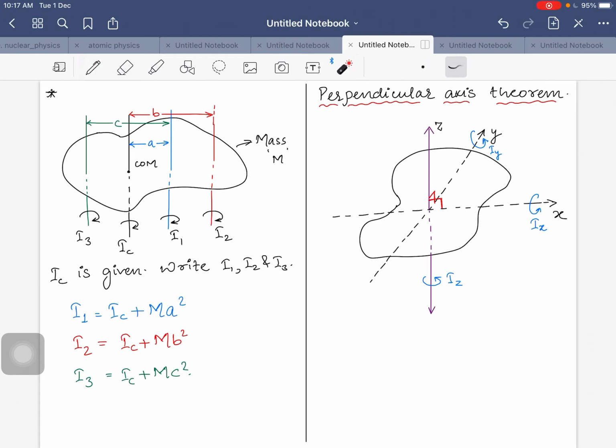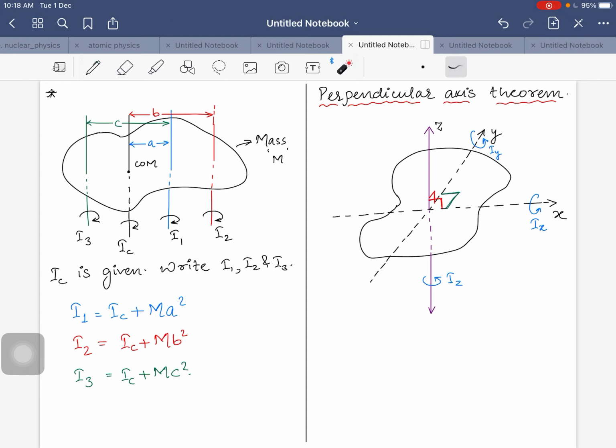Now what is perpendicular? देखो. Suppose this is a body and there are two axes like x and y that are lying in the plane of the body. X and y are lying in the plane of the body, and z is perpendicular to the plane of the body. So if the moment of inertia about this x is known, Ix. If the body will rotate about y, it is Iy. And x and y are perpendicular to each other.